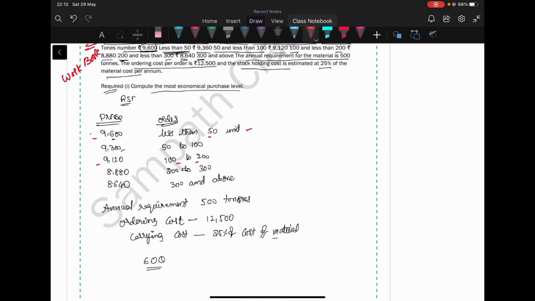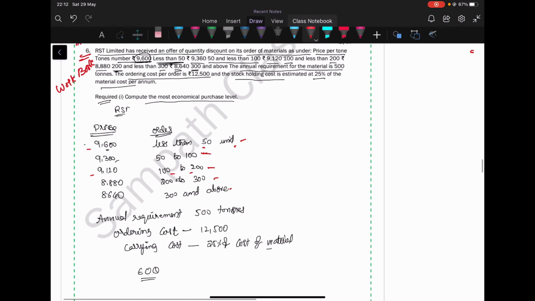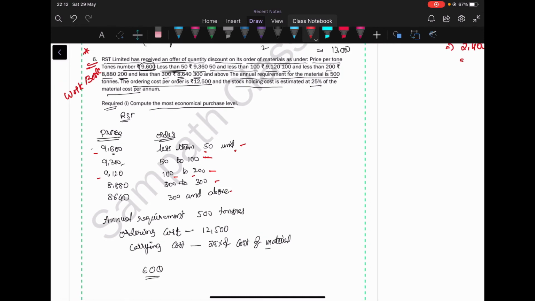So we need to check in every slab, this slab, this slab, and this one also. Then whichever gives the most economical feasibility, we will choose for placing an order. Everyone please pay attention, this is a very important problem. You can expect this question for 8 marks, especially for the CMA students. See here, order size. What is order size?